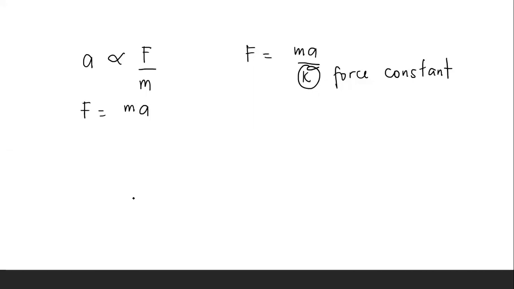Now, what are the apparatus? We have the weight hanger, plane with pulley, meter stick, dynamic cart, stopwatch, string, and slotted weights. We have the procedure, constant mass with varying force.